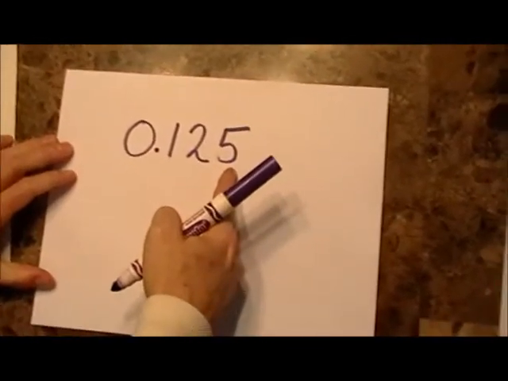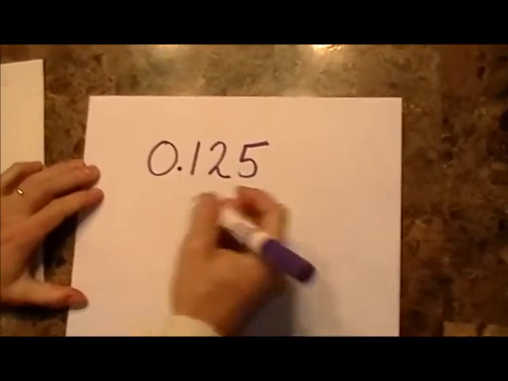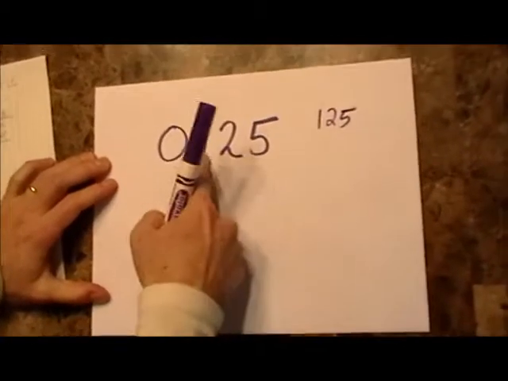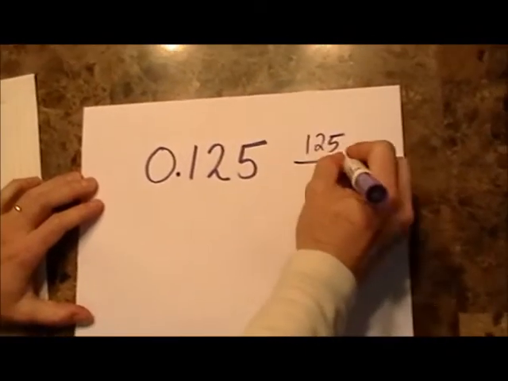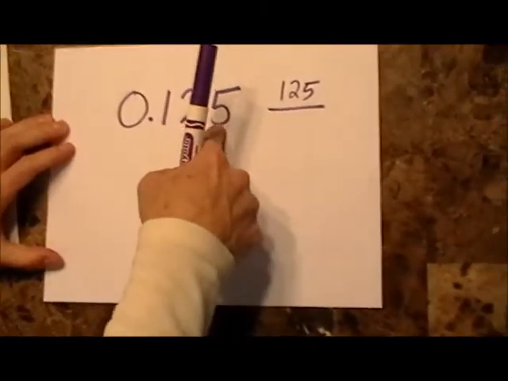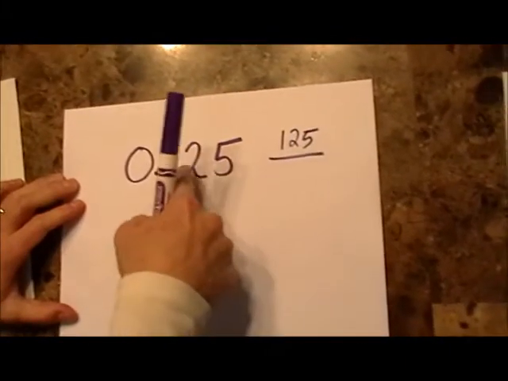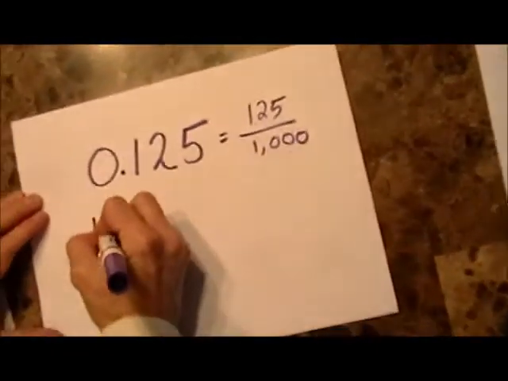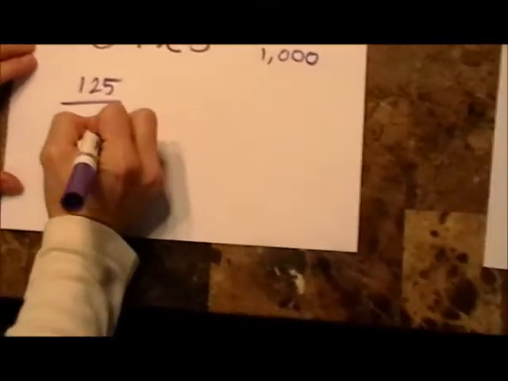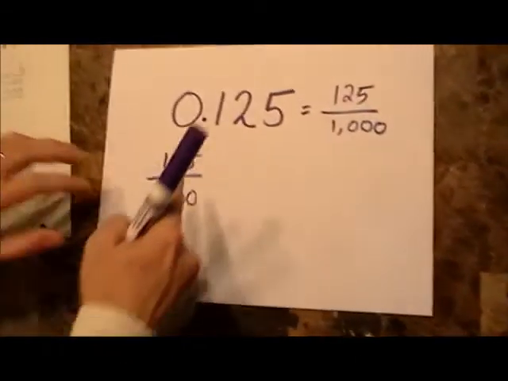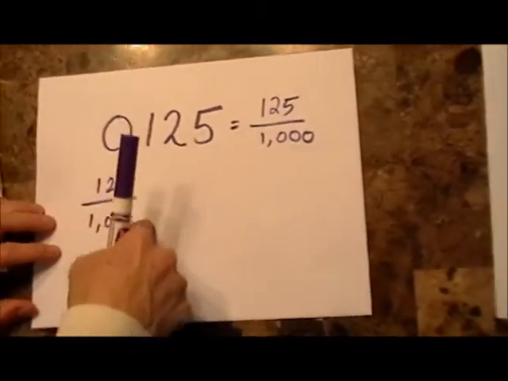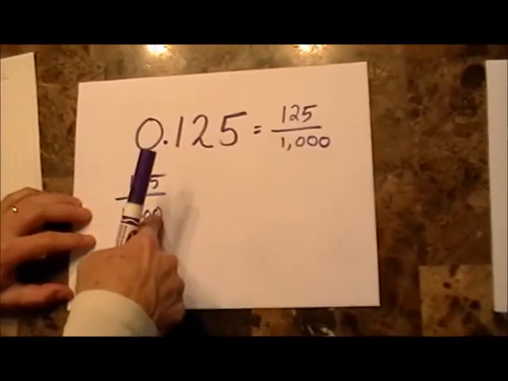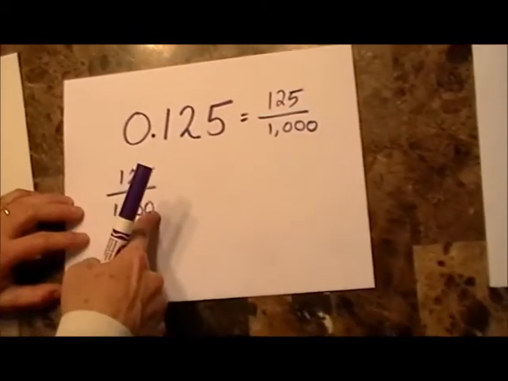That's 125 thousandths. So my steps were keep the whole number. I didn't have a whole number. Write every number that's behind the decimal as the numerator, and write the last digit's place value as the denominator, which is tenths, hundredths, thousandths. Now I need to simplify. If I didn't know that 125 went into 1,000 like I did, I could just divide it by 5, because I see that it ends in a 5, and one of our steps is if it ends in a 5 or a 0, that it can be divisible by 5.